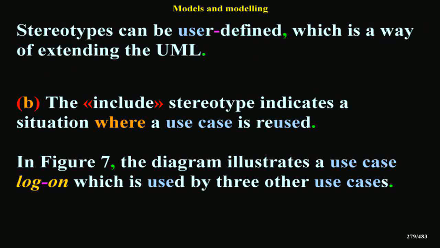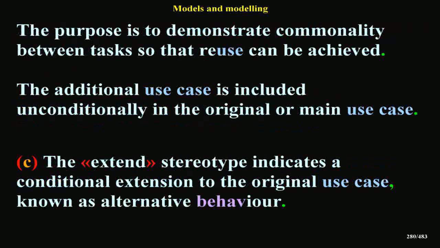In Figure 7, the diagram illustrates a use case logon which is used by 3 other use cases. The purpose is to demonstrate commonality between tasks so that reuse can be achieved. The additional use case is included unconditionally in the original or main use case.